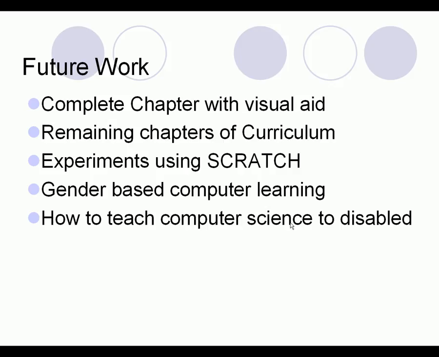Another area is gender-based computer learning, whether a child's gender helps the child perceive the knowledge presented any better or not. And last but not least is how to teach visually impaired persons computer science, or those with a lack of hearing or whatever, how disabled children can be given an introduction to computer science, or how computers can help them in day-to-day life.